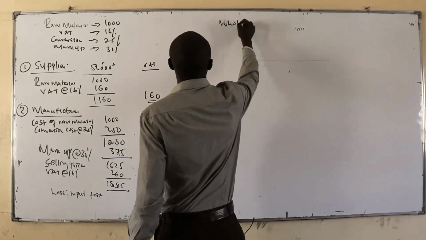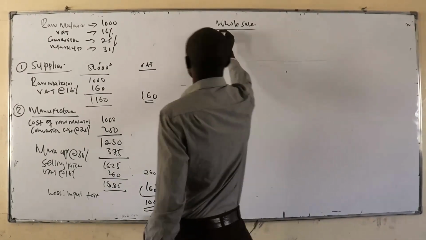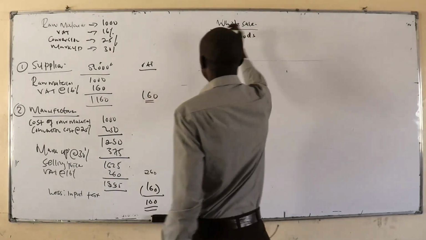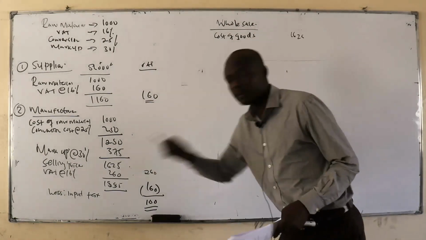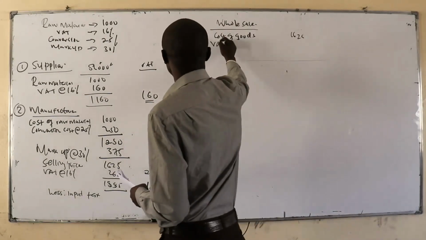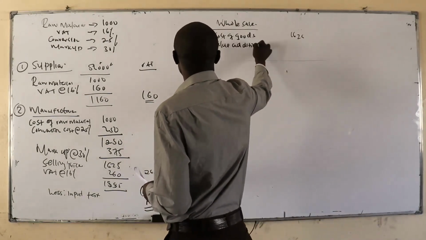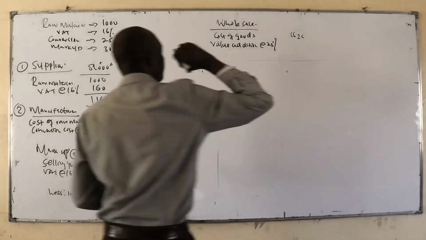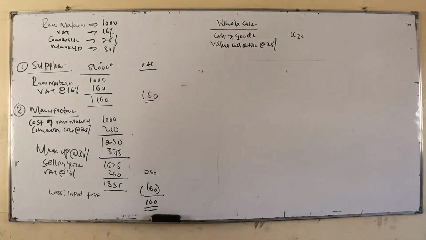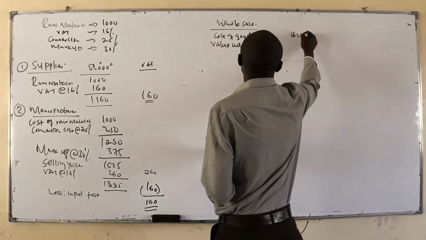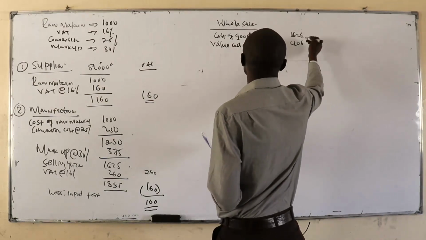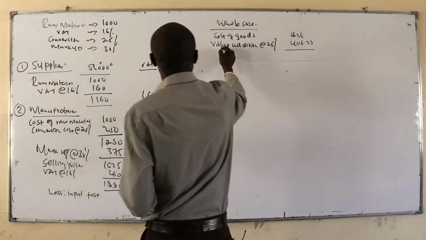Then now we come to the wholesaler. The cost of goods without VAT, how much does he buy at? 1,625. And then value addition at 25%. The value addition for the wholesaler will include transport, maybe storage. So 25% of that is how much? 406.25. So this is the total cost.